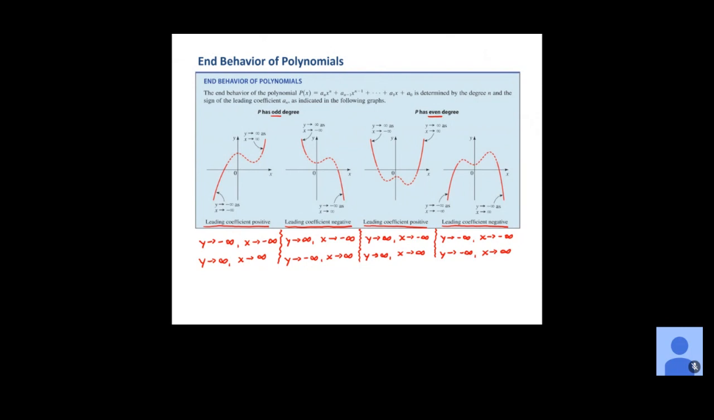Now again, the reason this is useful is because now if we just look at a polynomial and we just look at the leading term, look at the leading coefficient, look at the degree, we can actually determine what the ends of that polynomial are going to look like, right? And eventually we're going to look at how we figure out what the middle part looks like too. But for right now, that gives us a lot of good information about what this graph should look like just based off that leading term.